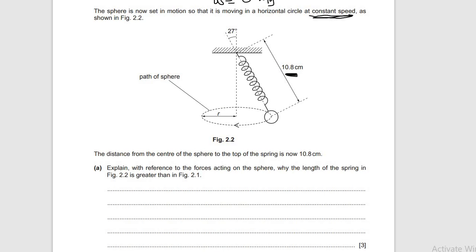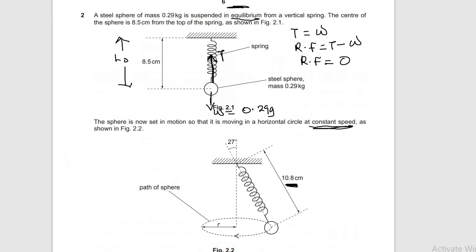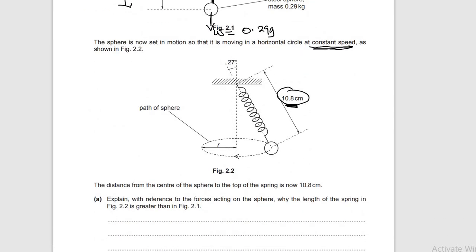Check the length. The length has increased from the initial 8.5 to 10.8, which means there is a force now. Force is the only thing that can bring out the extension. In the first case, there is no force, no extension. Now there is a force. Force has been applied. There is an extension.